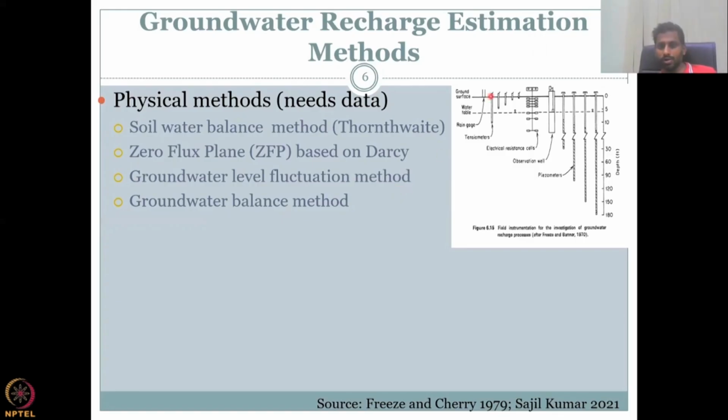So you have the groundwater surface. You have the water table in dashed lines, and then you have multiple instruments that can collect data at different depths.